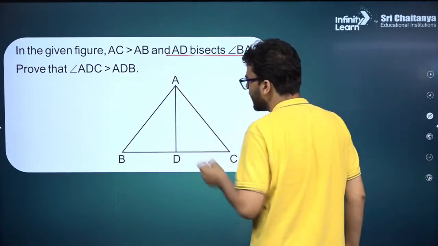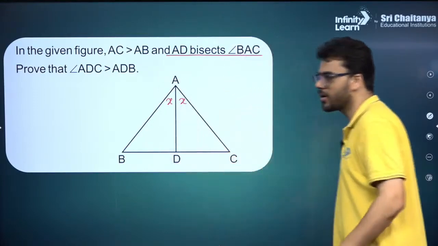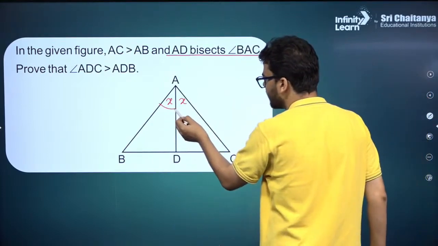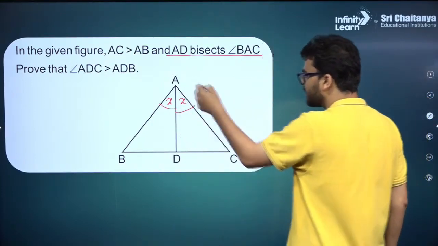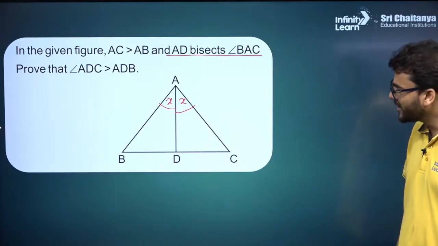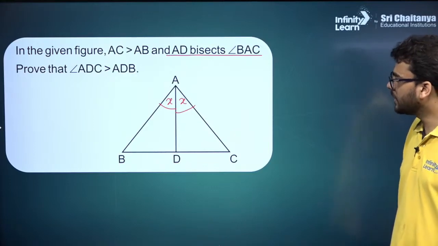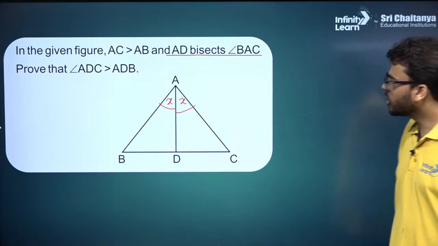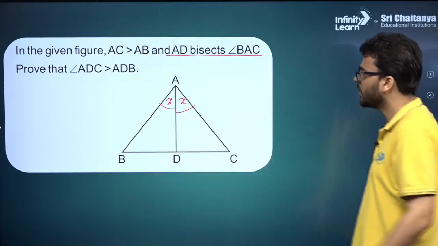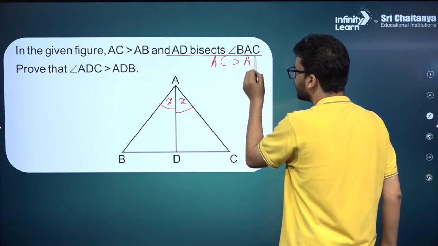So see, it is given that AD is bisecting BAC. Can I not say that if this angle is x, this will also be x? Because it is bisecting, correct? If this angle is x, this will also be x, because AD is bisecting angle BAC, it is given in the question itself. Now it is also given in the question that AC is greater than AB.